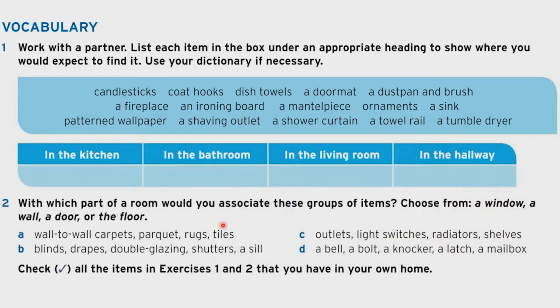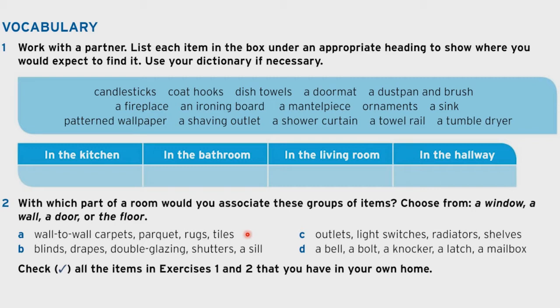Now, let's continue with exercise number 2 that says, with which part of a room would you associate this group of items? Choose from a window, a wall, a door, or the floor. For example, here we have this group of items that says wall-to-wall carpet, parquet, rugs, and tiles. Without looking into a dictionary or the internet, would you choose window, wall, door, or the floor? That's right, the floor. All these items are related with the floor.